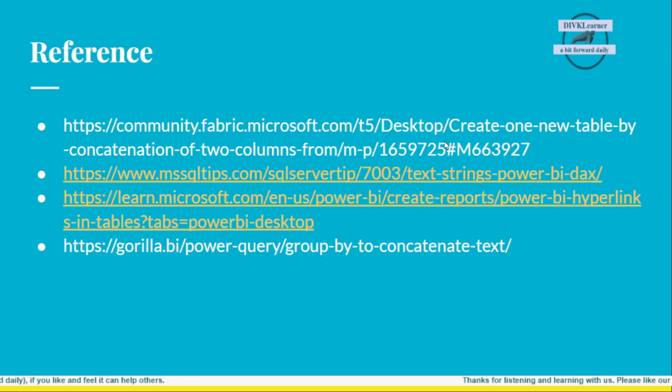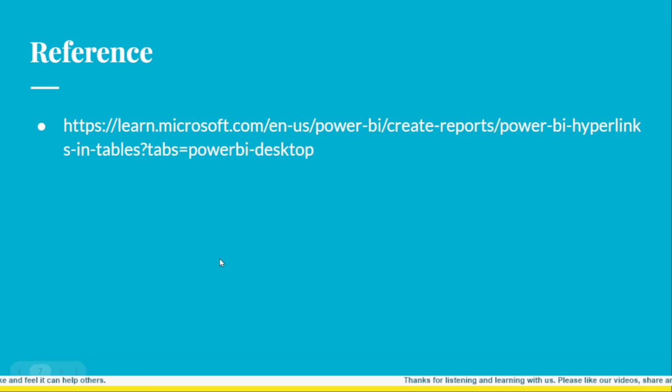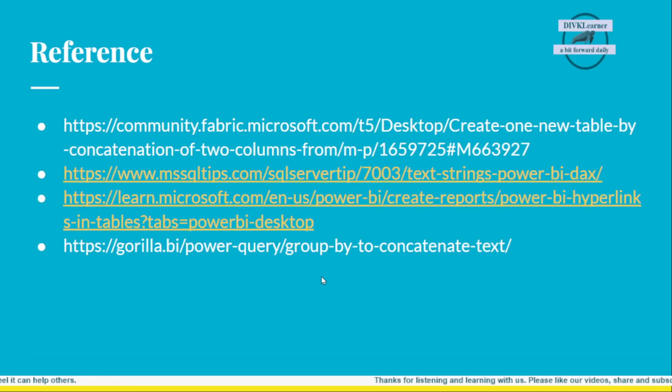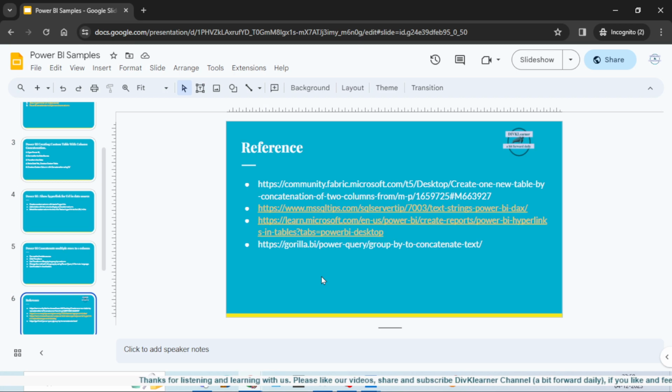Before I take you to the demo, I just want to say that I have taken this example from this particular link, Power Query group by to concatenate text, because I was looking for an example, as there was a requirement in my office for doing this work. This is how I got the example, and I created a bit of my own example to show you.